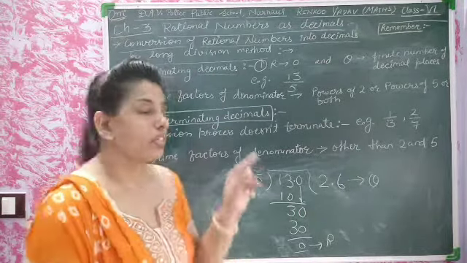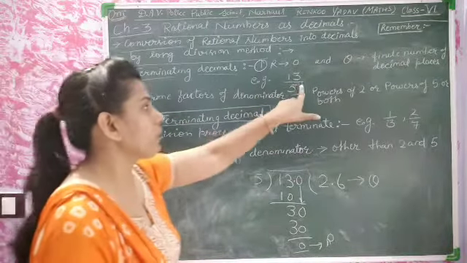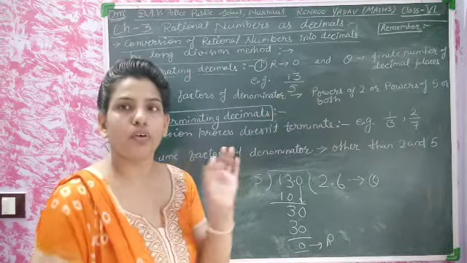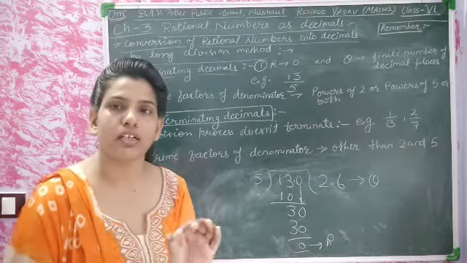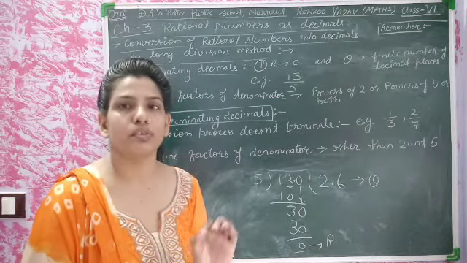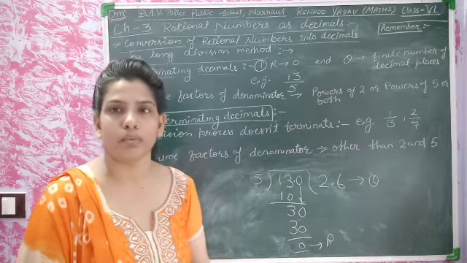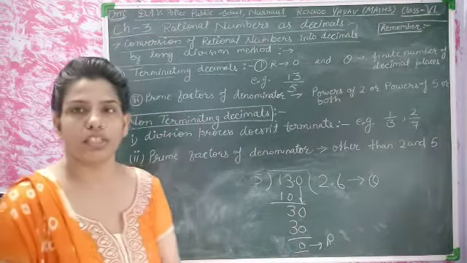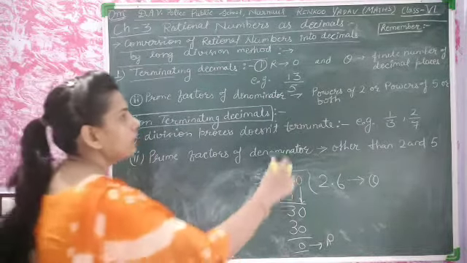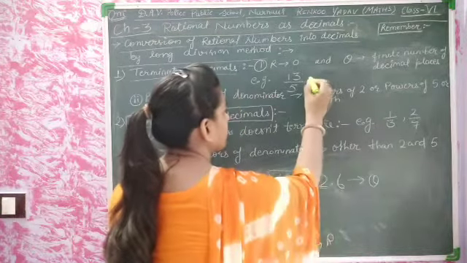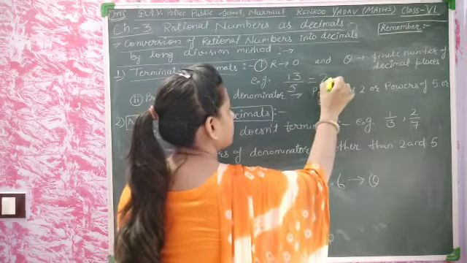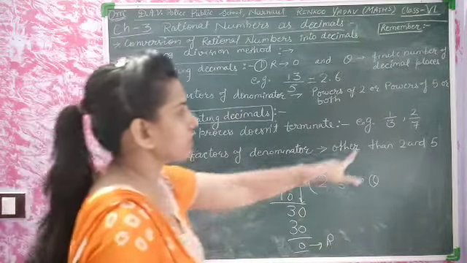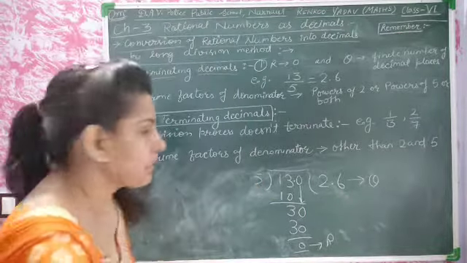And if we find the prime factors of the denominator and any number other than 2 and 5 appears as a prime factor, it means that number is a non-terminating decimal. Let's see. This is the example here, this equals 2.6, and this is a terminating decimal. Now we will discuss non-terminating decimal examples.